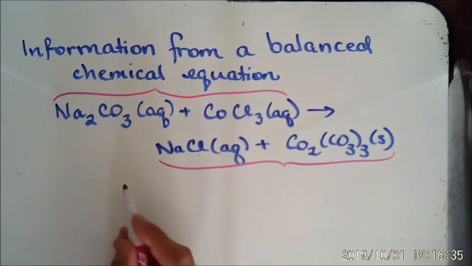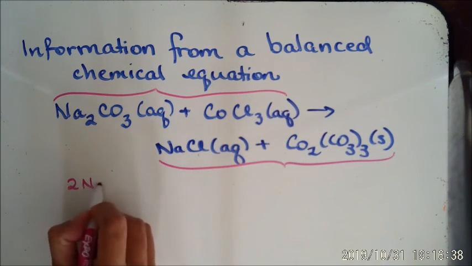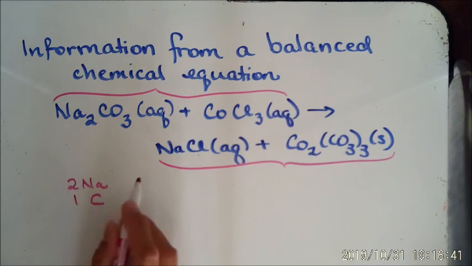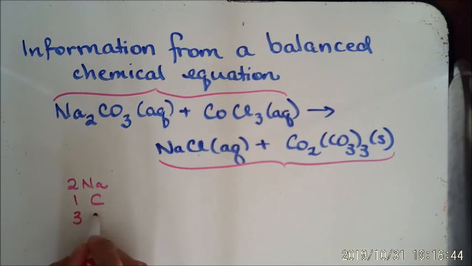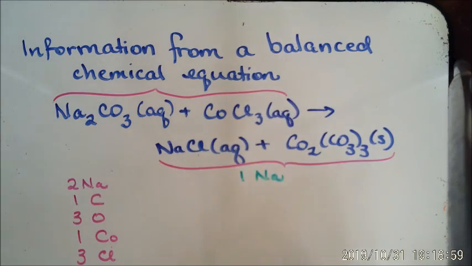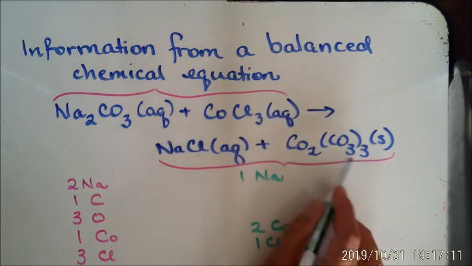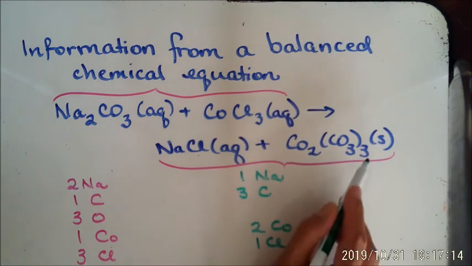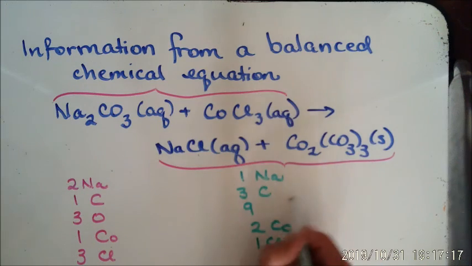So let's take a look at the count for my reactants. I have 2 sodium atoms, 1 carbon atom, 3 oxygen atoms, 1 cobalt atom, and 3 chlorine atoms. On the product side, I have 1 sodium atom, 1 chlorine atom, 2 cobalt atoms, and basically 3 carbon atoms and 9 oxygen atoms.